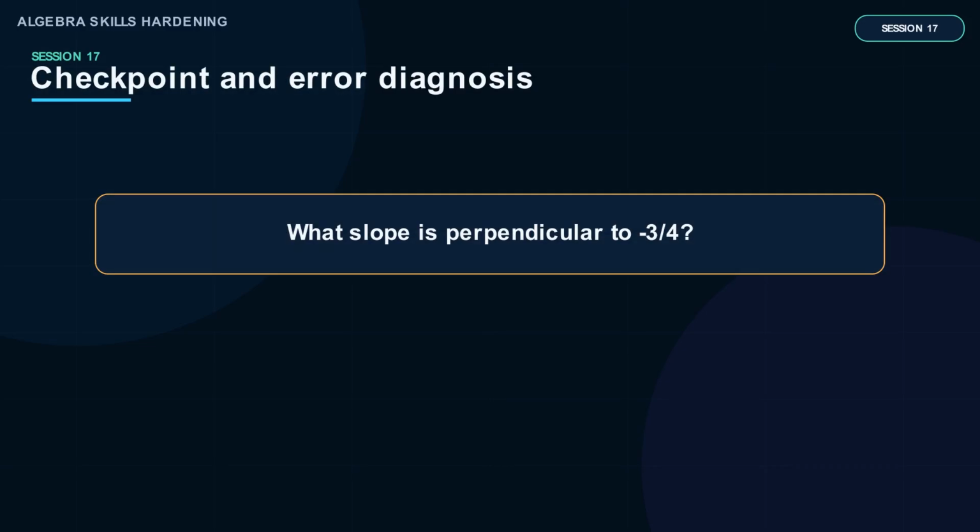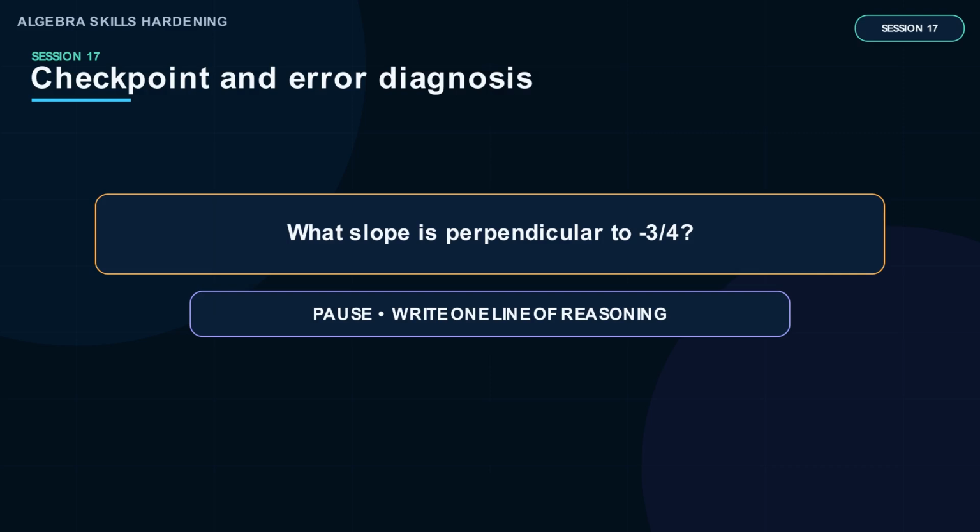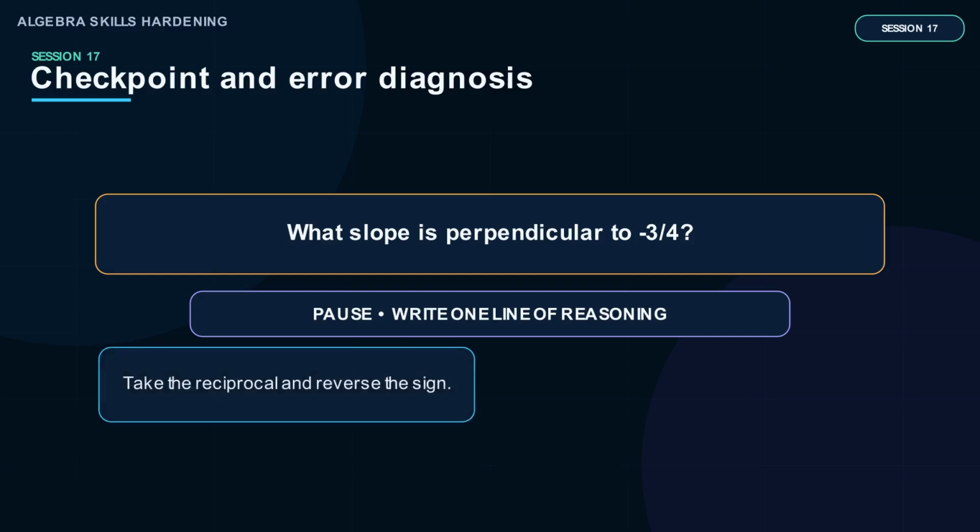Try this checkpoint without copying the example. What slope is perpendicular to 3/4? Decide which mathematical fact controls the answer. Write one line of reasoning before you commit. A visible decision is easier to inspect and correct. Focused hint. Take the reciprocal and reverse the sign. Use it to repair your setup rather than guess. An accepted answer is -4/3. Explain why it works and name the first step that would expose a common error.